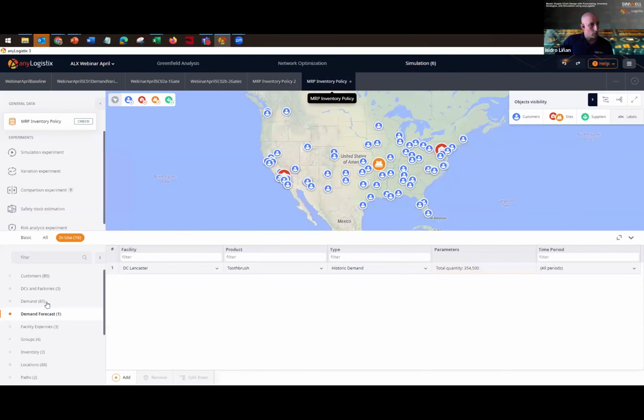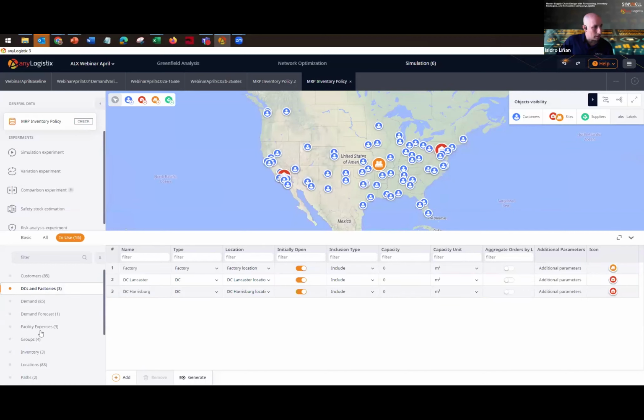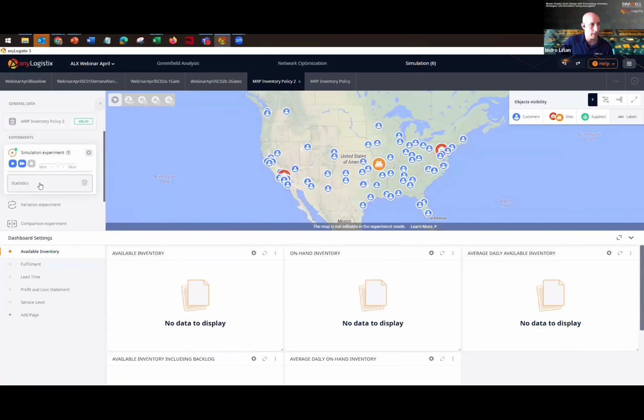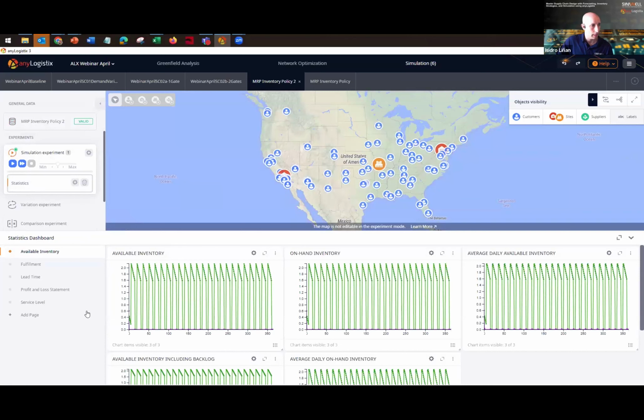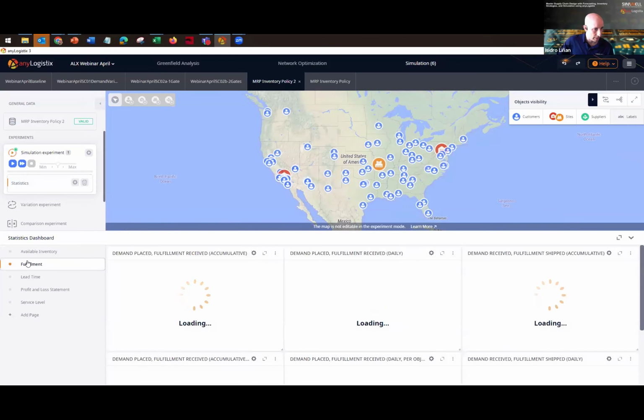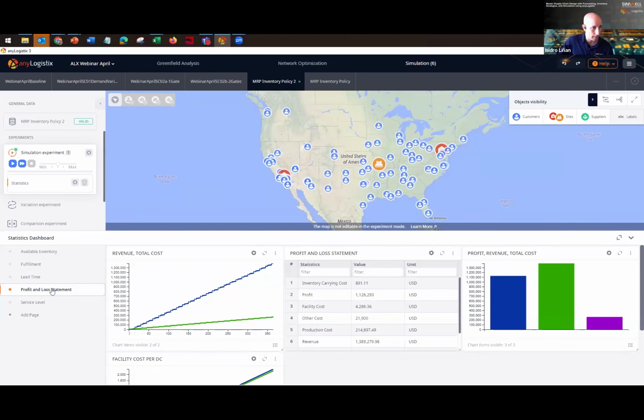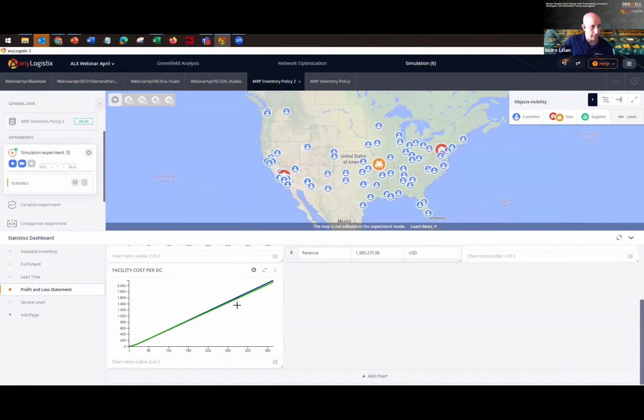So let's run this. And inventory, we'll have this one. Okay, so we're going to compare this one. We can see the results here, right? So we have here the fulfillment and the results. It's going to take a little. Okay, we're going to see the facility cost per DC. We're going to see that Lancaster is going to be a little higher. And we're going to close this one.